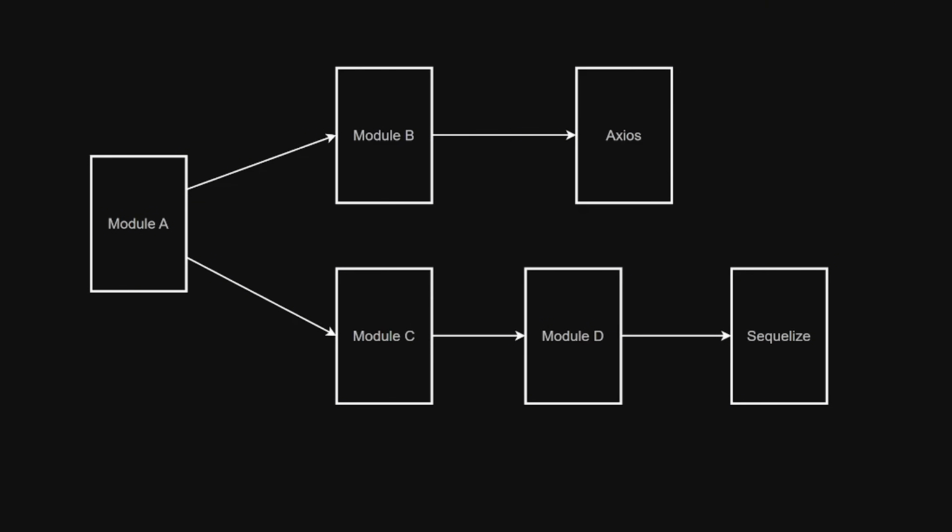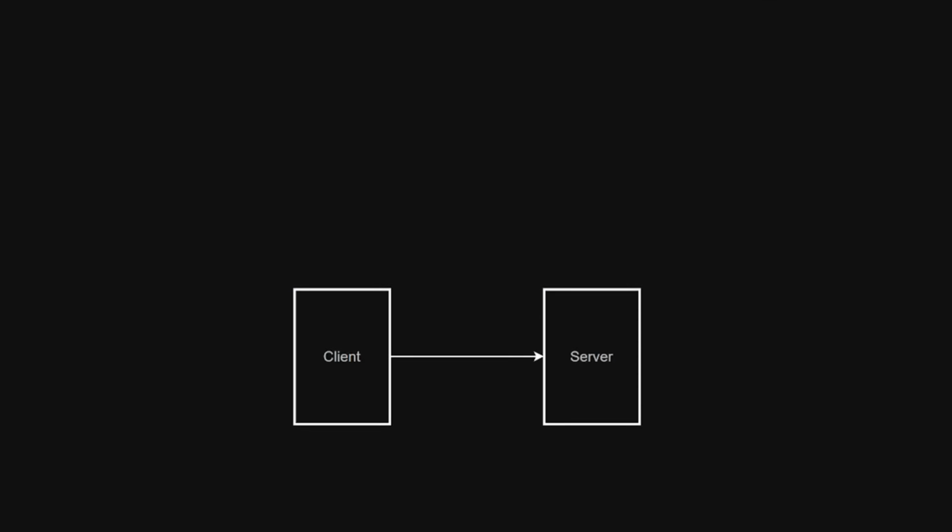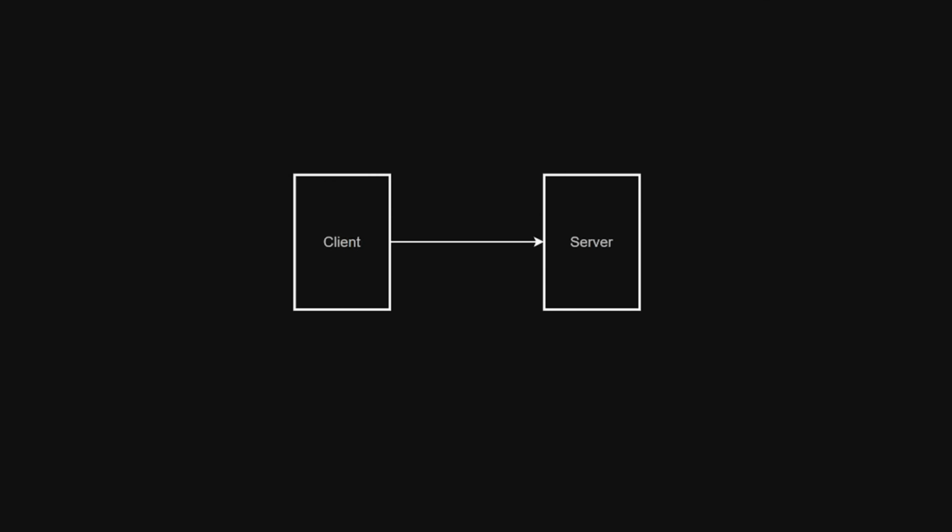To explore this chain, we can look at two modules in isolation. Let's say one of them is a client and the other one is a server. The client module requests some kind of data and the server module provides it. Testing the server is easy, at least in this isolated case, because it doesn't have any dependencies.